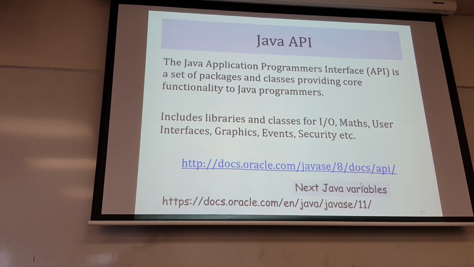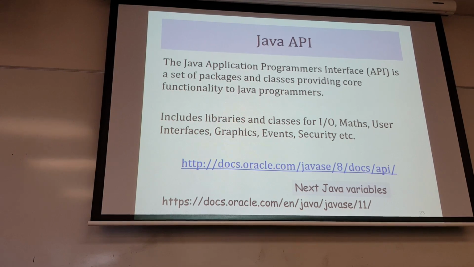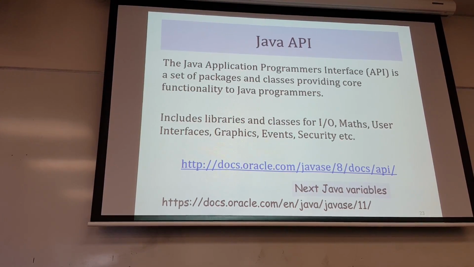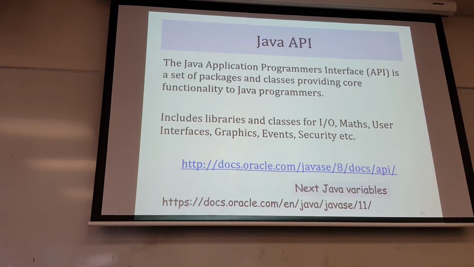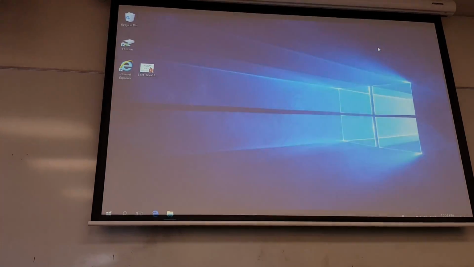Next time we will talk about Java variables. You might want to look at Java 11 if you are curious. The thing is, the Java community said that every 6 months they will release some new documentation. Every 6 months, twice per year, which is a little bit much. But we will see. Thank you very much.